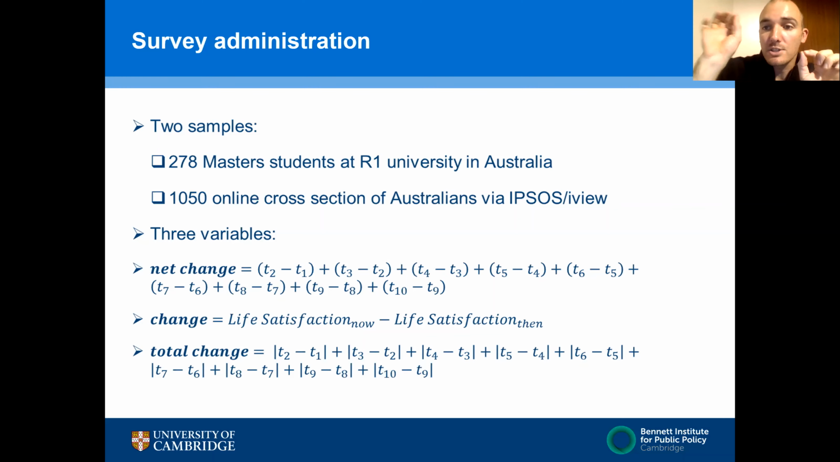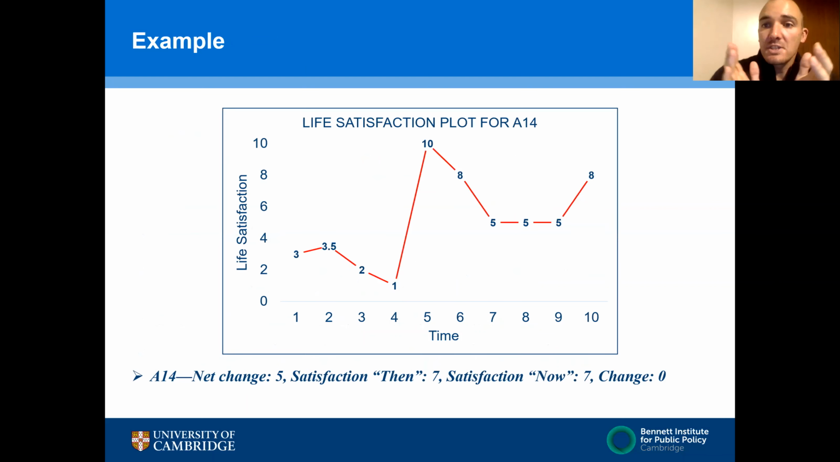So you could think about it as just time 10 minus time 1, except that some people gave very truncated graphs. And so if I use that methodology, I'd lose out on a lot of those people. So instead, we have this quite convoluted equation to calculate that net change. Then you've got the scale change, which is just the difference between the life satisfaction that they have now and the life satisfaction that they said they had 10 years ago. And then finally, we have the total change, which is just the volume of change that we see, the volatility in their plot. And that's using the absolute value of year-on-year changes. So this is an example of one of the respondents from the student survey.